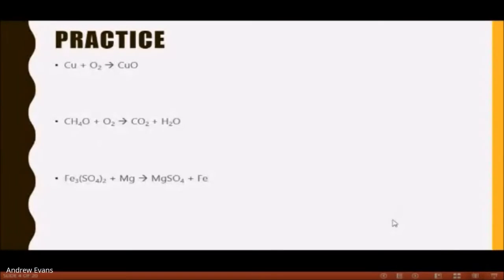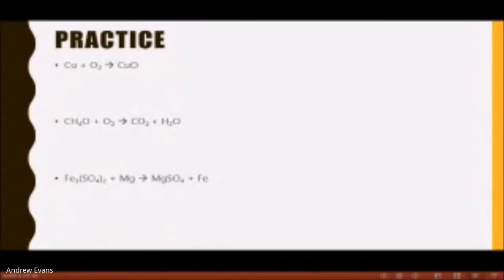Now, I'm going to go to the next one, because most of these are pretty straightforward. But this one we have copper plus oxygen goes to copper oxide.